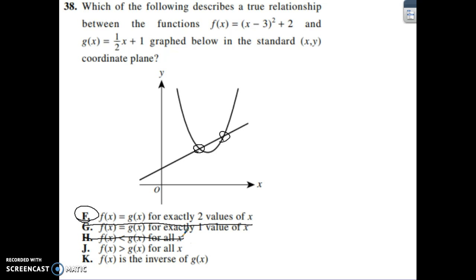F of x is greater than g of x for all values. Well, that would be true except for this little spot that drops below it right here. And since it says for all, that doesn't work. F of x is the inverse of g of x. That's not true at all, as the graphs would look very similar, but obviously different as they're inverses. So I mean, these are definitely not inverses of each other. So the only one that's definitely true is that it crosses at exactly 2 points.